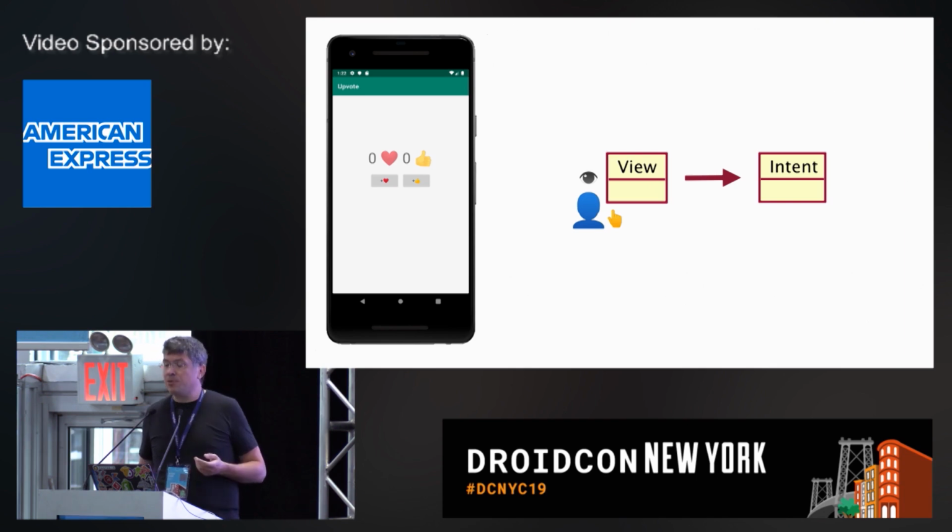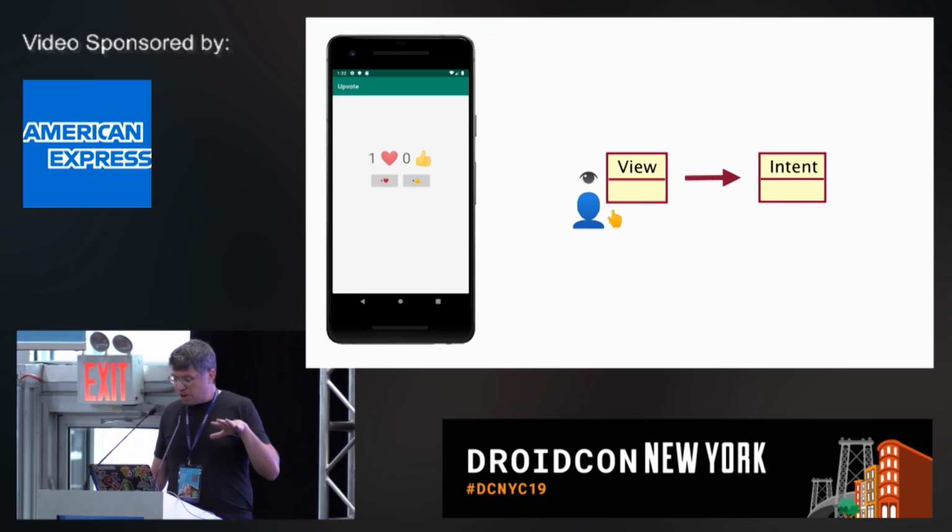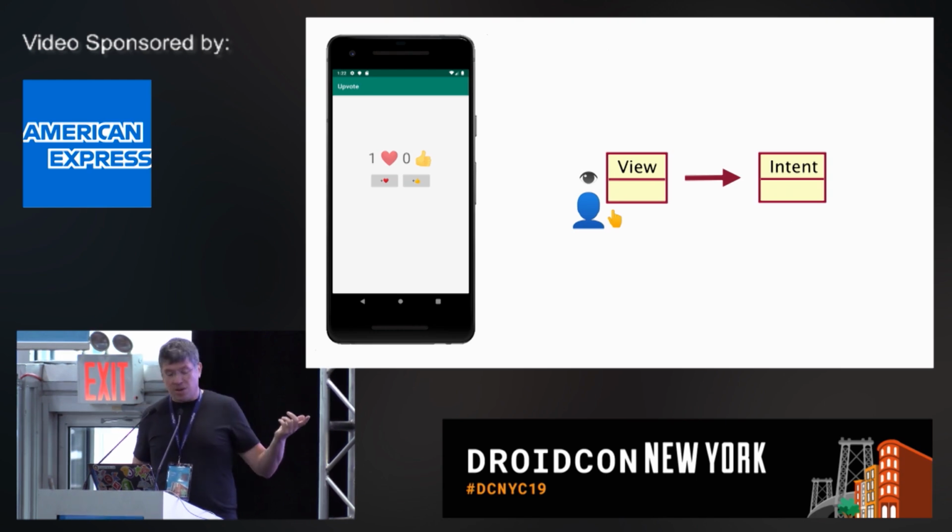This is our sample app for this talk. I've called it Upvote. In this app, when you press a button, it's going to increment a hearts counter or a thumbs up counter. When the user presses the button, we're going to be emitting what we call a view event. That's going to trigger the whole intent to model to view loop, and our screen counter is going to get updated. If we press again, it gets updated by 1 again.